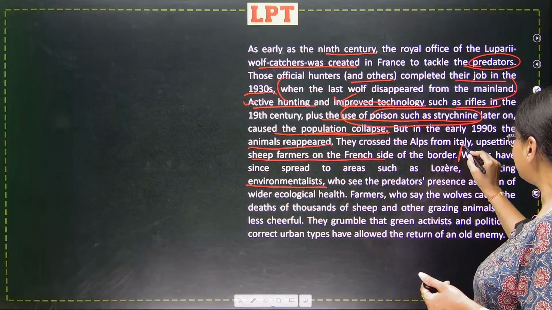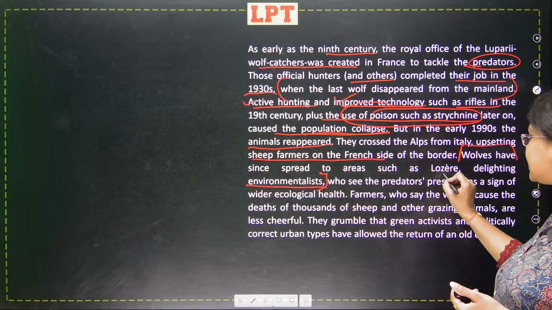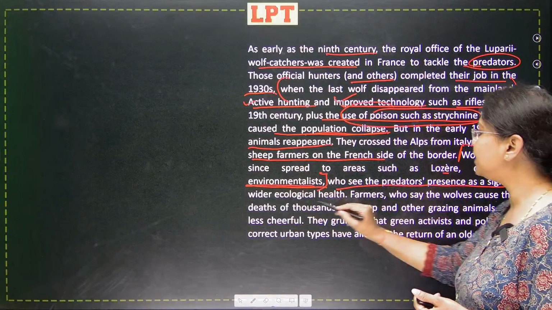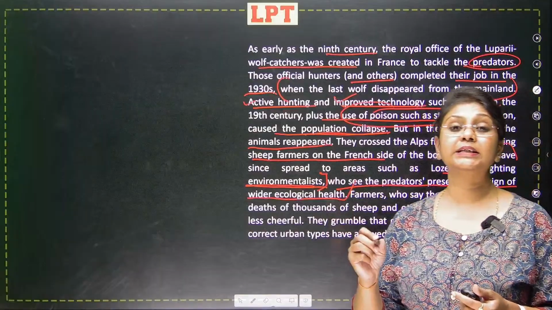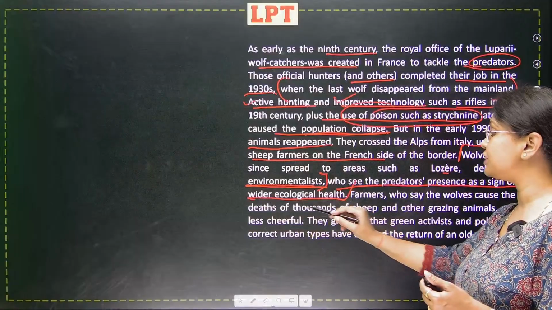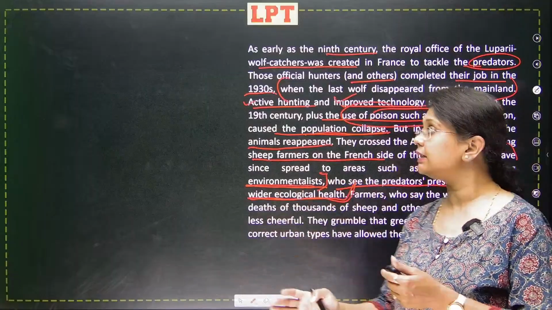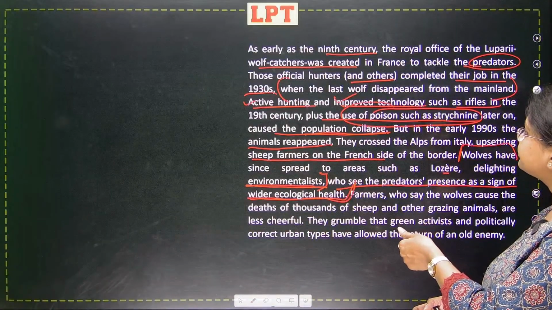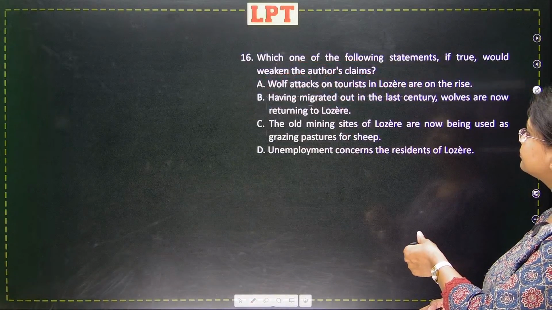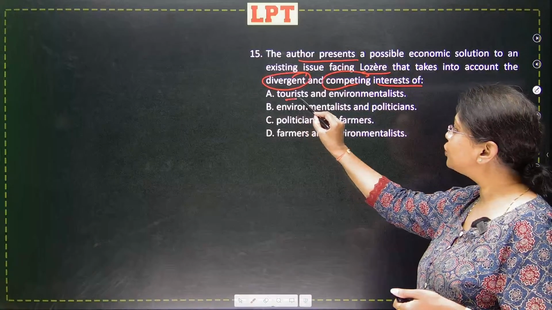So you have a very important reference here. Wolves have since spread to areas such as Lozère, delighting environmentalists who see the predator's presence as a sign of wider ecological health. So it is the environmentalists who talk about it as an acceptance of wider ecological health. So we are talking about farmers and environmentalists. Let's go back to the question now. Right, so it mentions tourists and environmentalists.